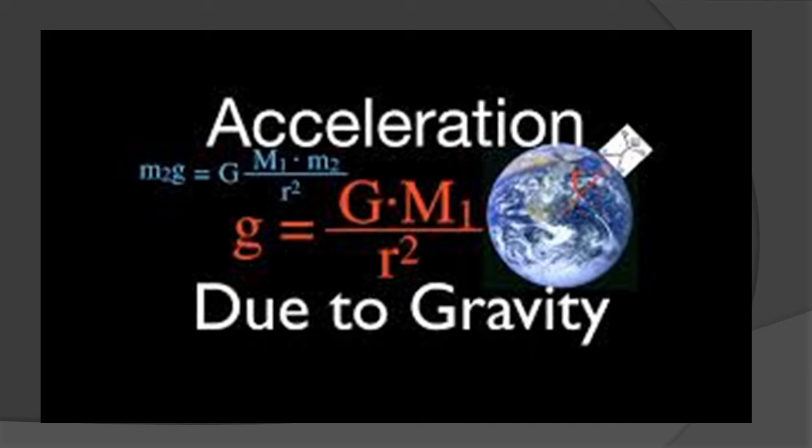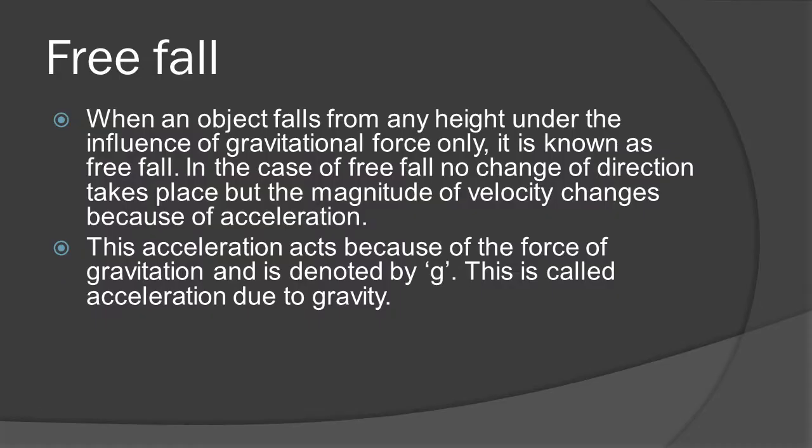Now, in this module, let us learn a few things about acceleration due to gravity. To understand that, let us first learn what is free fall. The falling of a body, body meaning any object, from a height towards the earth's surface under the gravitational force of the earth with no other force acting on it is called free fall. In case of a free fall, no change of direction takes place.